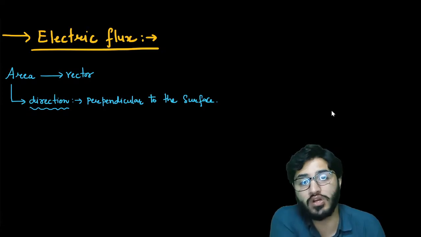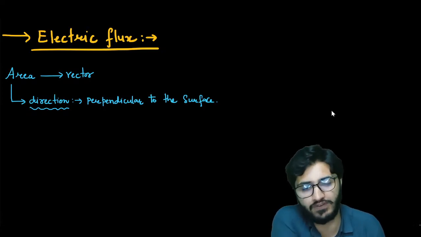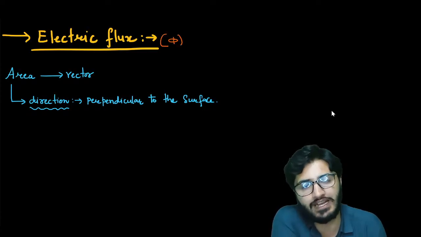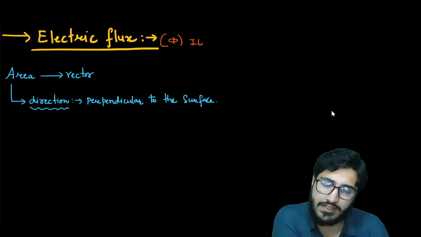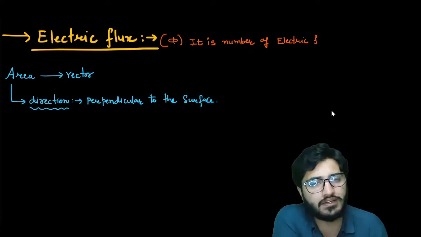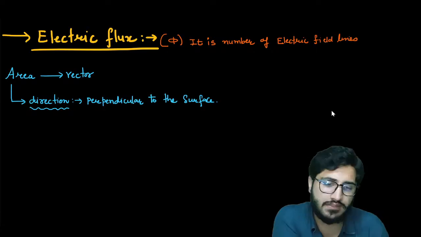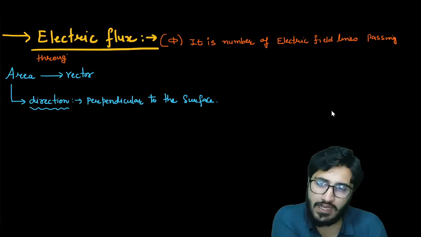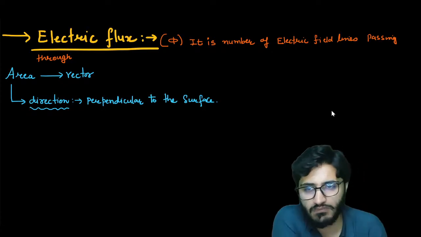So now we will discuss electric flux. Basically, electric flux, we will denote it with this phi letter. It is the number of electric field lines passing through a surface.